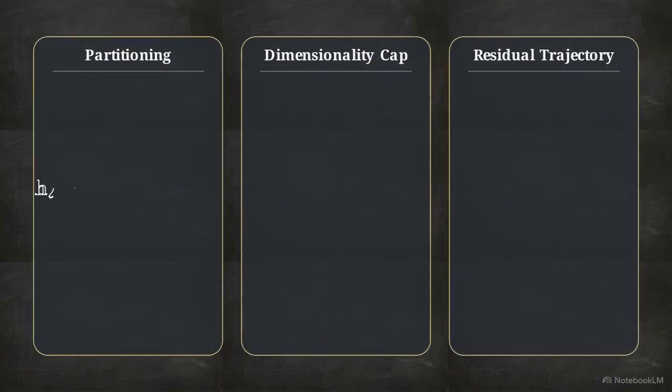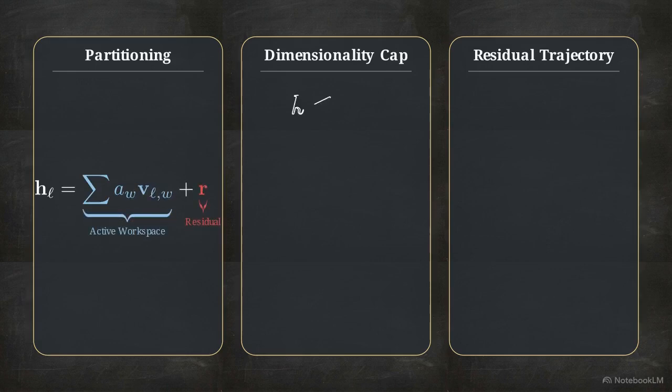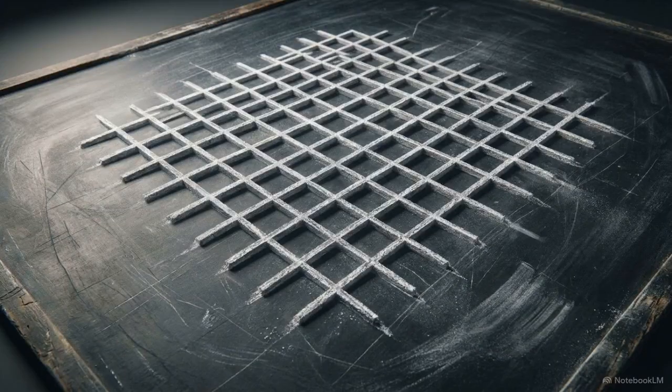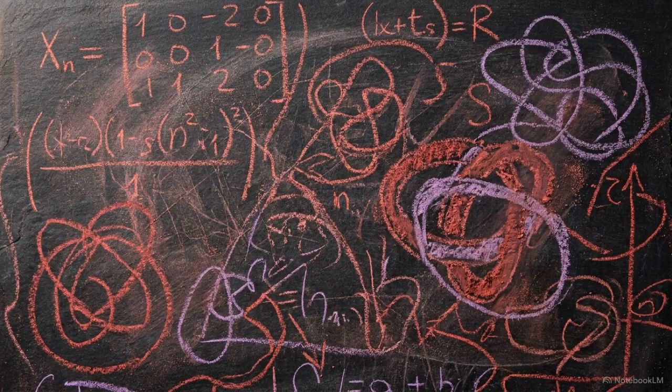The physical state is partitioned. The active geometry is strictly capped at 6/7 of its potential dimensionality, and all excess metadata is trapped in a decaying residual trajectory. The macroscopic physical laws we observe remain smooth, stable, and perfectly flat, solely because the raw, uninvertible friction of the universe is eternally exiled to this hidden mathematical dimension.